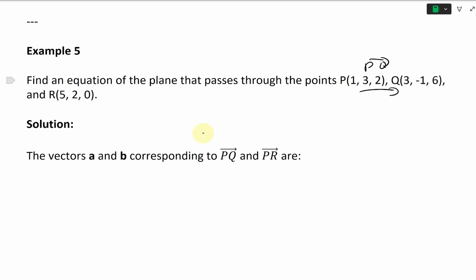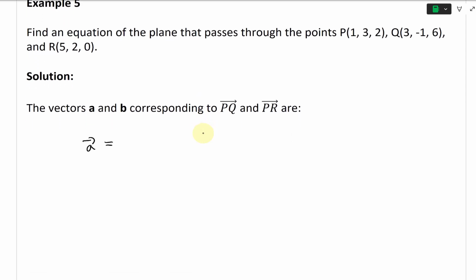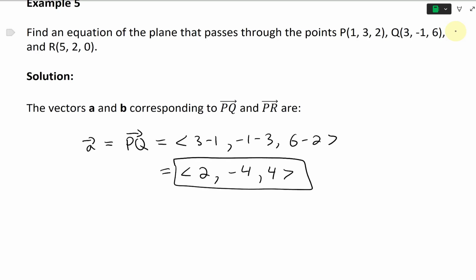So going from P to Q, and then P to R, we just subtract the components of each one. So a is going to equal the Q terms minus the P terms. This equals to, I'll just write this fully. So a equals the PQ vector, or the position vector parallel to this one. And that's going to be, PQ is going to be 3 minus 1, and then it's going to be negative 1 minus 3, then it's going to be 6 minus 2. Like this. And this equals 2, negative 4, and then 4. Like that. And then box that in.